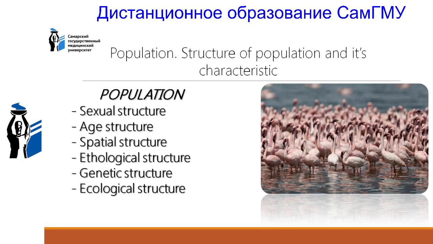The spatial structure of a population is the nature of the placement and distribution of individual members of the population and their groupings in the area. It depends on the characteristics of the environment and the ethology, or behavior, of the species. The spatial structure of populations differs markedly in sedentary and nomadic or migratory animals.